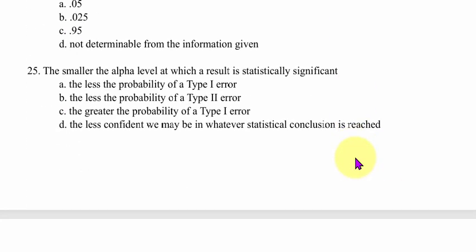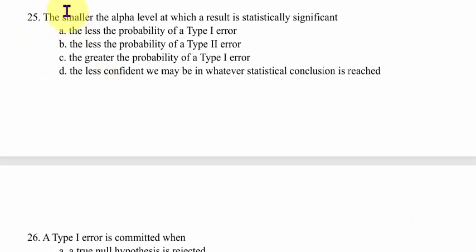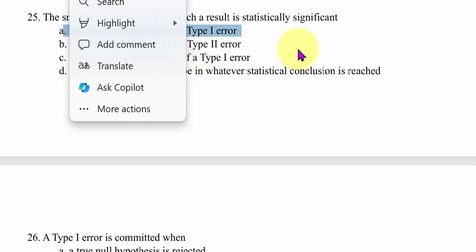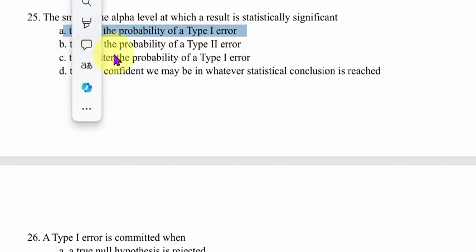Alrighty, number 25. Just whipping right along here. The smaller the alpha level, and they're talking about the critical alpha at which a result is statistically significant. So just pretend we're going from a 0.05 critical alpha down to 0.01. What does that mean? The less the probability of making a type 1 error. That is true, right? That's what your 0.05 means. That's your probability that you're going to make a type 1 error. So if you drop that from 0.05 to 0.01, that's the right answer. And the rest of them are wrong, right?